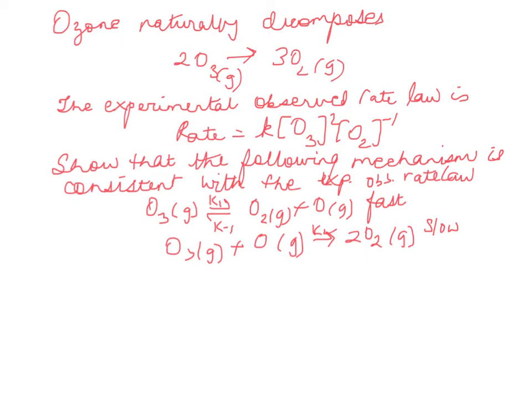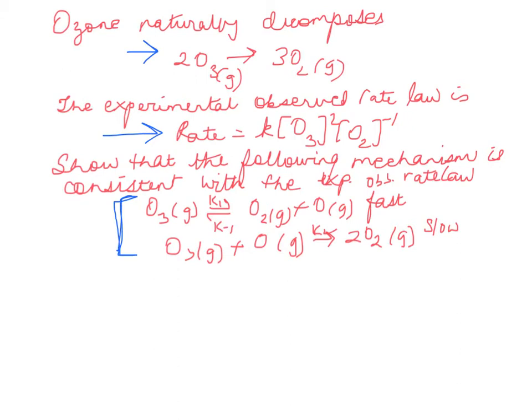The question is, ozone naturally decomposes as 2 ozone molecules giving you 3 oxygen, both in gas phase. The experimentally observed rate law is rate is equal to K times ozone to the power of 2, oxygen to the power of -1, and the question is, show that the following mechanism is consistent with the experimentally observed rate law. So hopefully you can envision what we have to do. If you think about what is given and what you have to determine, you have to say whether this mechanism is valid or not.